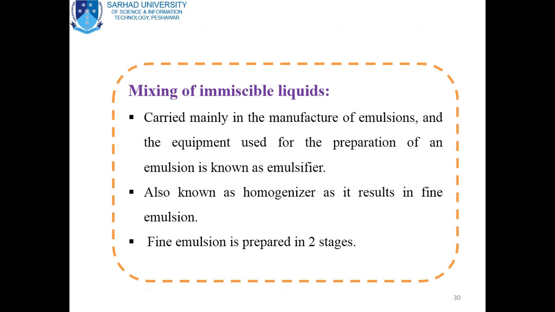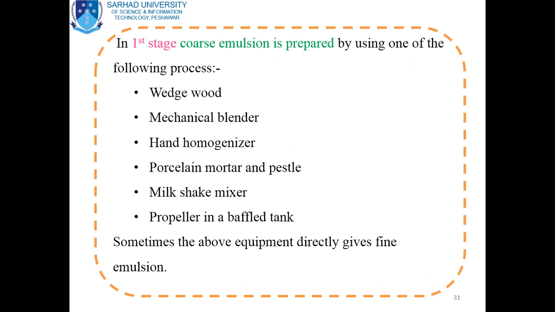Mixing of immiscible liquids, like the manufacture of emulsion, is carried out in pharmaceutics, and the equipment used for preparation of emulsion is known as an emulsifier, also known as a homogenizer, as it results in the formation of emulsion. Fine emulsion can be prepared in two stages.